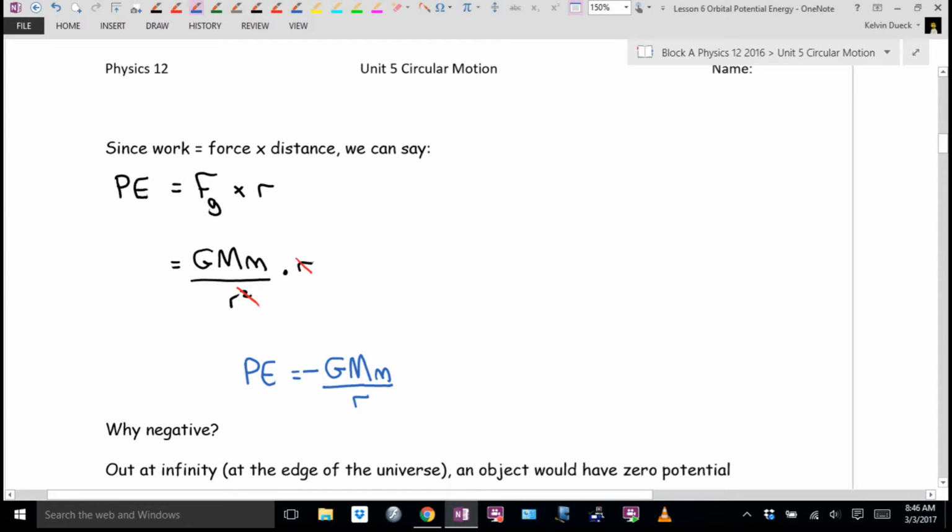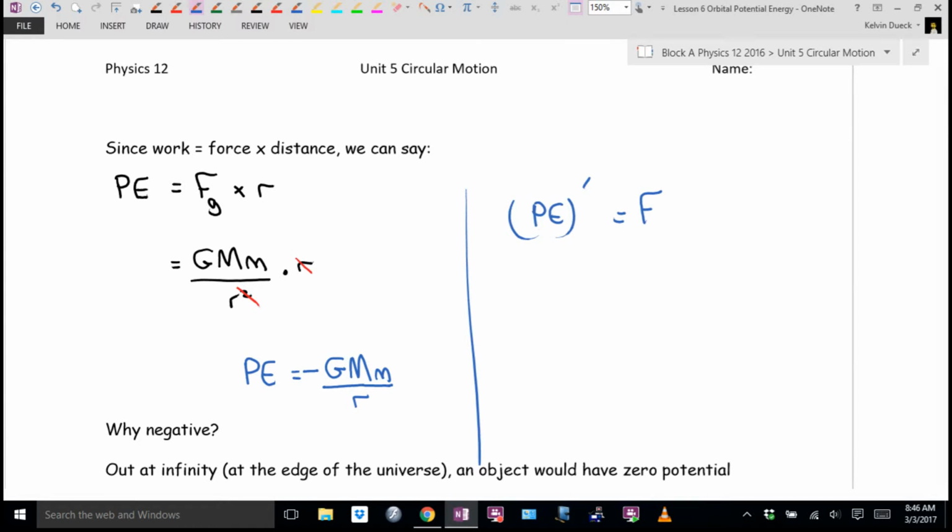Where'd the negative come from? Who's my calculus students? Okay. The negative comes from the fact that if you take the derivative of potential energy, you have to get force. And the only way that that works is if you start with a negative in the equation. Trust me, with respect to r. Try it sometime if you're bored. So take the derivative of this equation with respect to r. You can make that a little r to the -1. That -1 would move to the front. You want it to cancel with that negative, so you get a positive force.